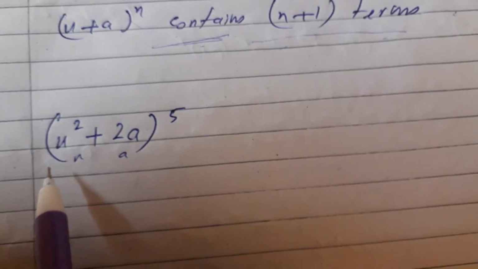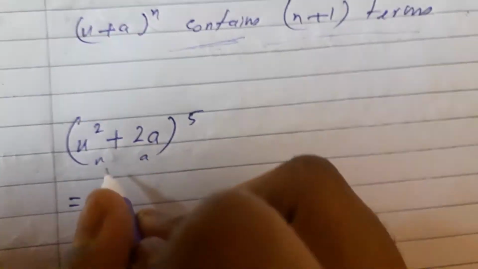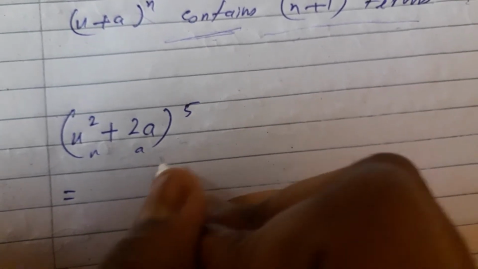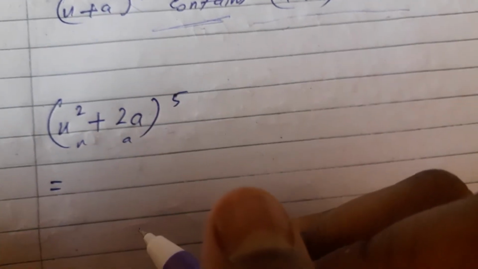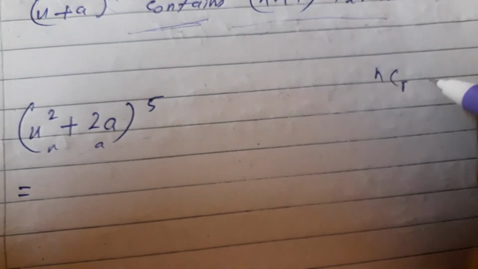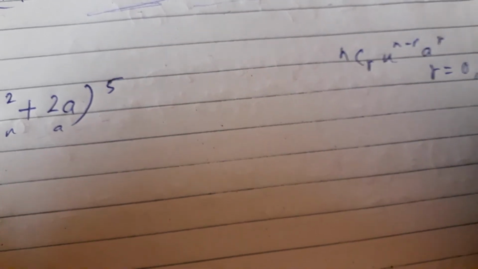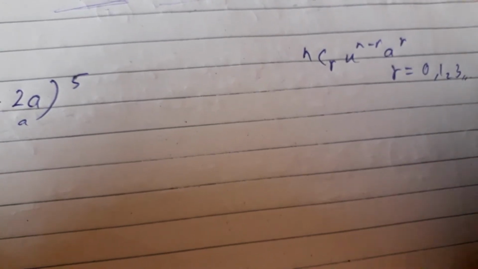So let's start. The first question is given, you have to expand this: (x squared plus 2a) whole to the power 5. You have to expand this by using the binomial theorem. Now if we take x squared as x and 2a as a, then we all know that (x plus a) to the power n means summation nCr x to the power n minus r, a to the power r, with r equals 0, 1, 2, 3 and up to n.